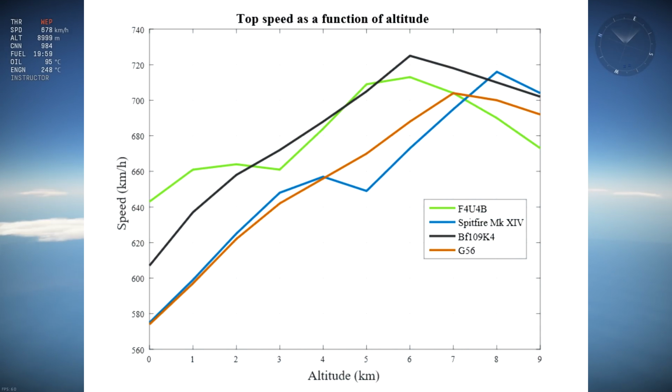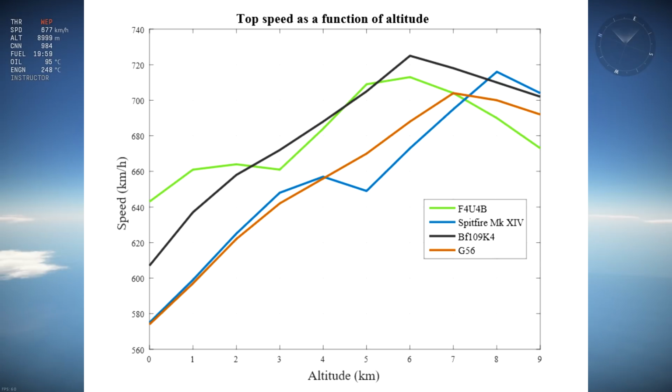Here is the speed as a function of altitude graph for the 4 aircraft. The green line is the F4U-4B, the blue is the Spitfire Mark 14, the black is the BF109K4, and the brown is the G56. This color code will be the same throughout this video.